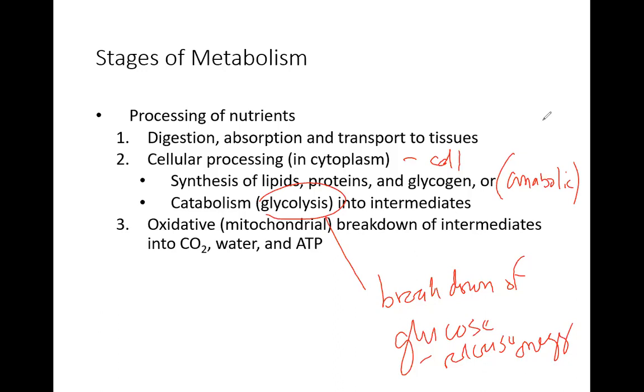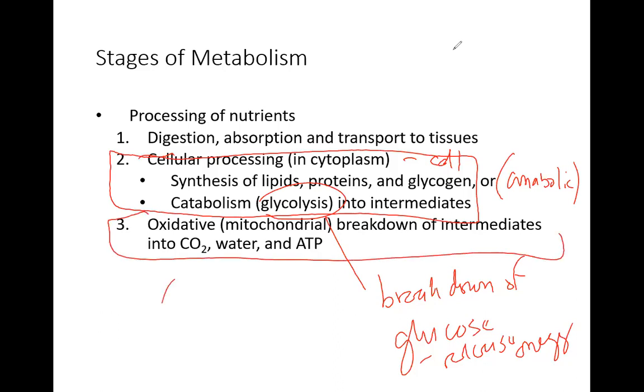The third step of metabolism takes place in the mitochondria. Stage 2 is in the cytoplasm right here. Stage 3 takes place in the mitochondria of the cells. And we always end up with carbon dioxide, water, and the release of ATP.